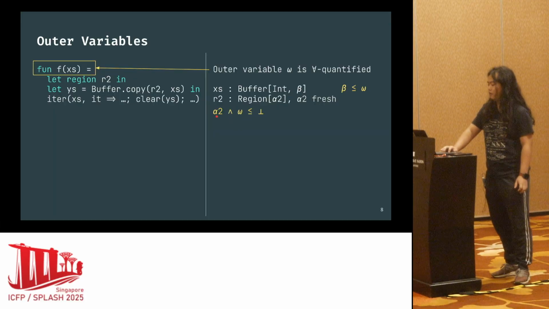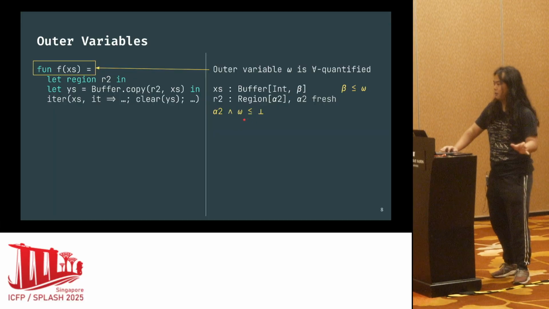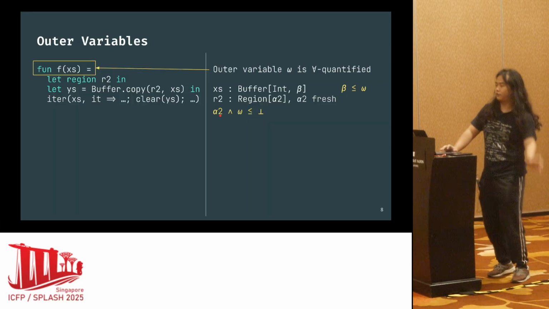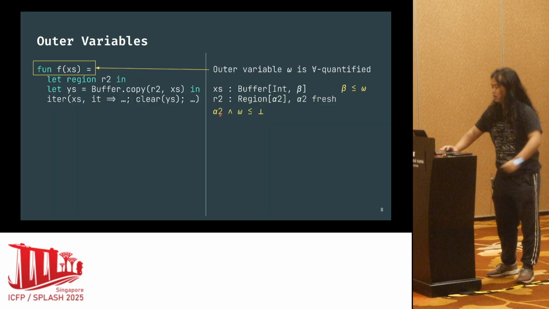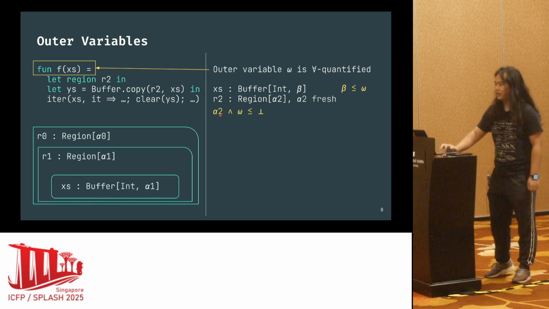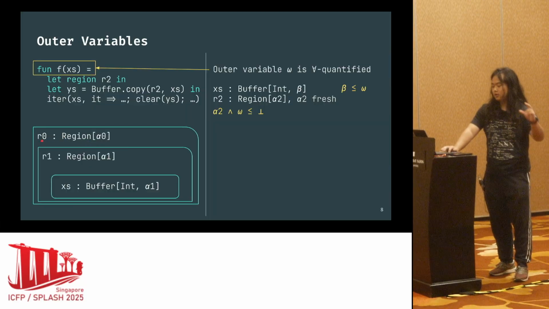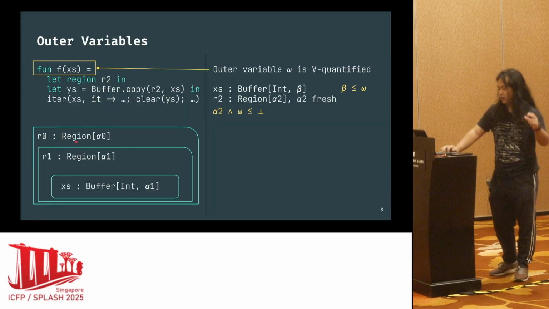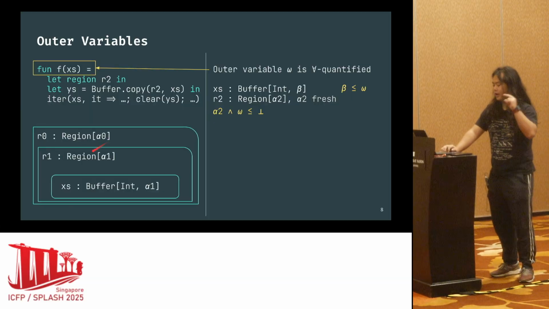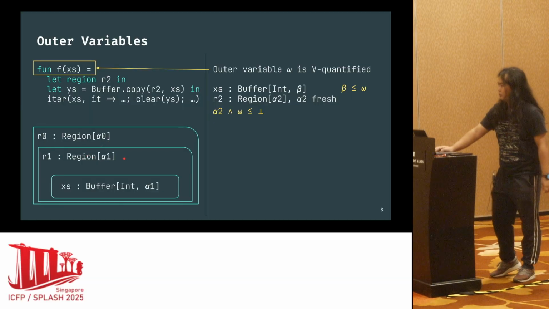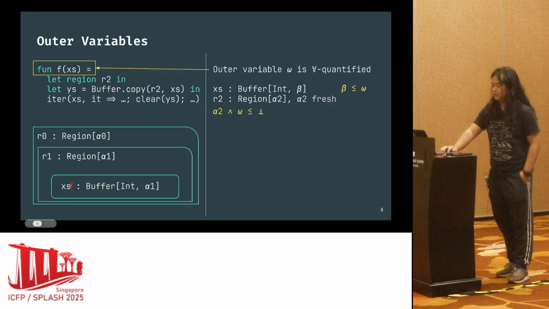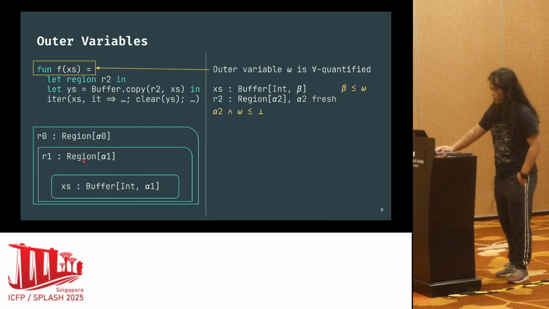The intersection of alpha 2 and omega is less than bottom, to say that this region is different from all outer unknown regions. And if we use f x inside this context, where we have two outer regions, R0 and R1, and they have type region of alpha 0 and region of alpha 1, respectively, and we have this buffer, xs, which is allocated inside region alpha 1.